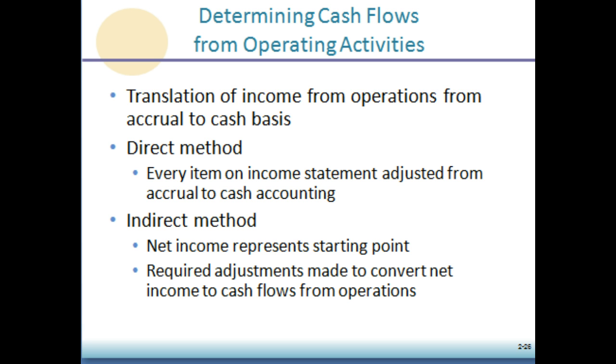Income from operations may be translated from an accrual basis to a cash basis in two ways to obtain cash flow from operations. In the direct method, each and every item on the income statement is adjusted from accrual accounting to cash accounting. The indirect method, a less tedious process than the direct method, is usually preferred. Net income is used as a starting point and adjustments are made to convert net income to cash flows from operations, beginning with net income.